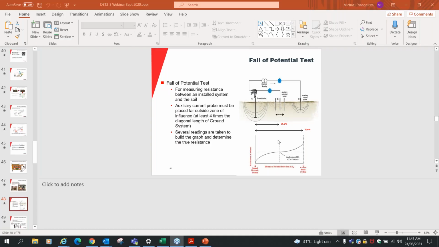How can I share my screen? Okay, let me as presenter. Yep, show my screen.